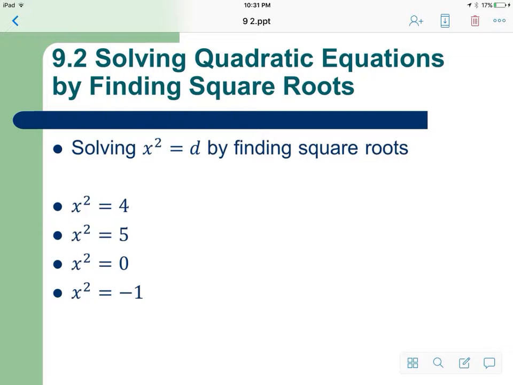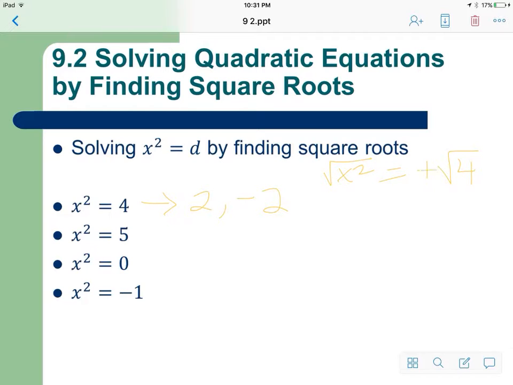Okay, next, we're going to solve x squared equal to d by finding square roots. Here are just some simple equations where it says x squared is equal to 4. In other words, we're trying to figure out what two numbers when squared will equal 4. Without even doing any solving, hopefully you realize that 2 squared is 4 and (-2) squared is 4. So what you actually did was take the square root of x squared and the square root of 4.